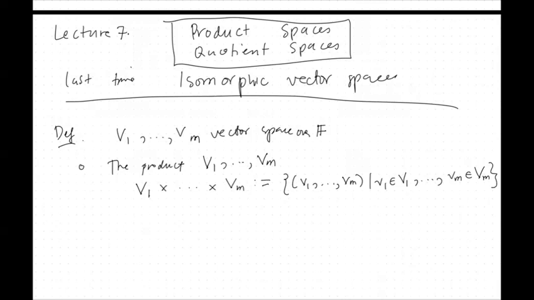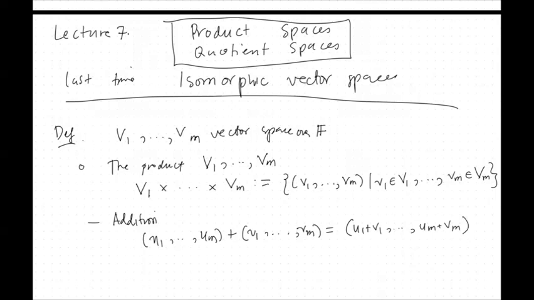And then how do we define addition? So addition is as follows. If we have u1 up to um, then we add this with v1 up to vm, we just have u1 plus v1 up to um plus vm.